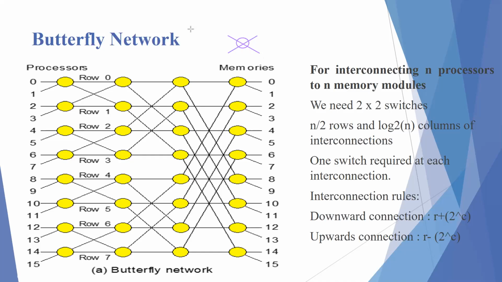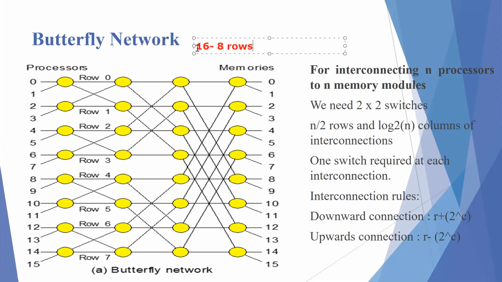Now, when I'm talking about a butterfly network, the logic that applies here is, first of all, how many rows and how many columns of interconnections are needed. So if I have to connect, say, 0 to 15, 16 processors to 16 memory modules, I require n by 2 rows. So we need n by 2 rows. This means for 16, we need 8 rows.